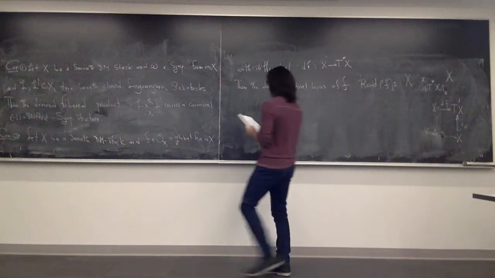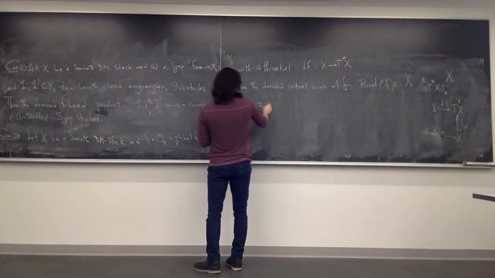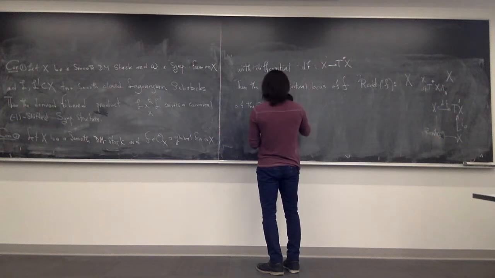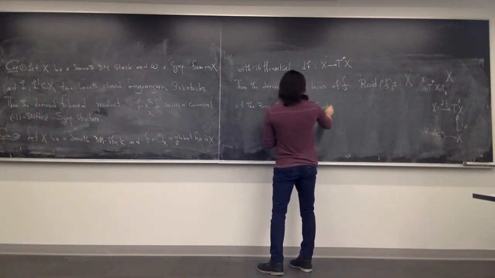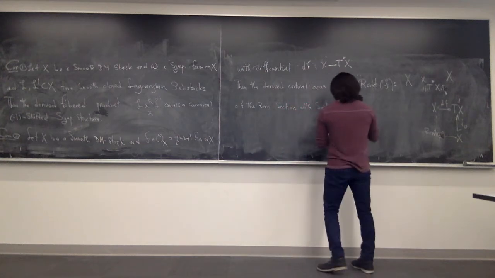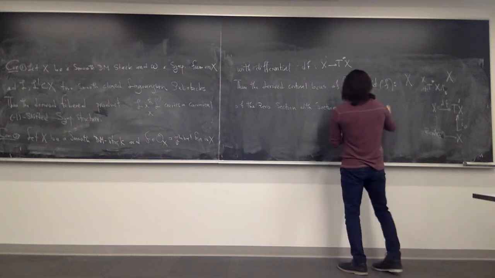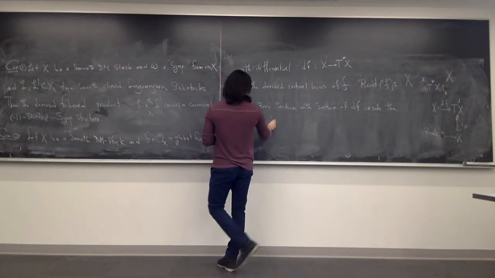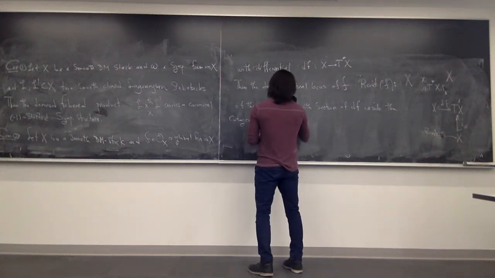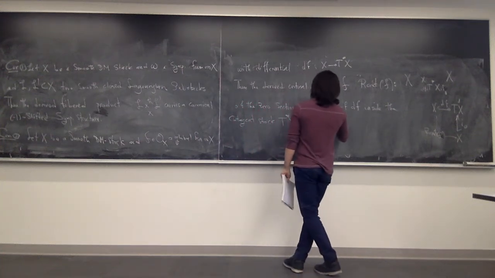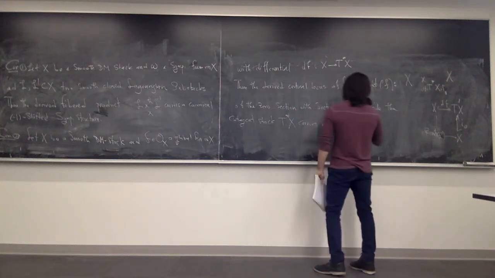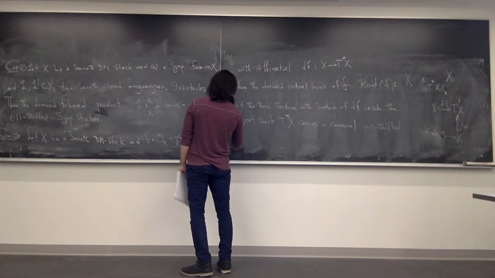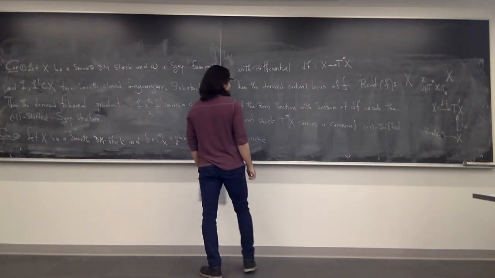Okay. Of the zero section, with the zero section and the section of df inside the cotangent stack of X carries a canonical -1 shifted symplectic structure.